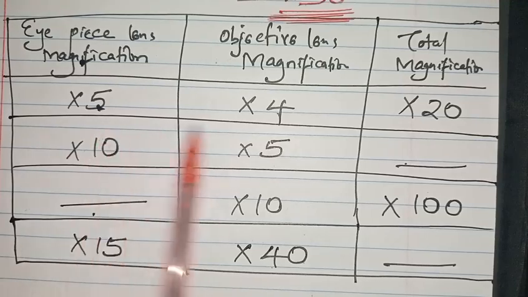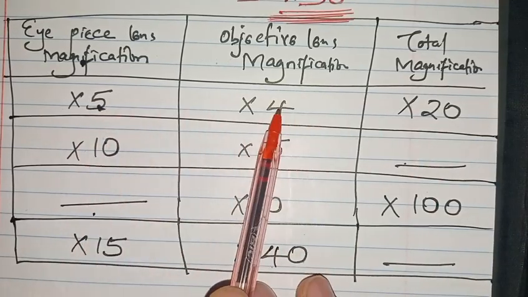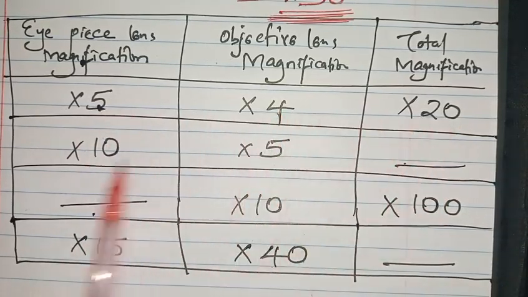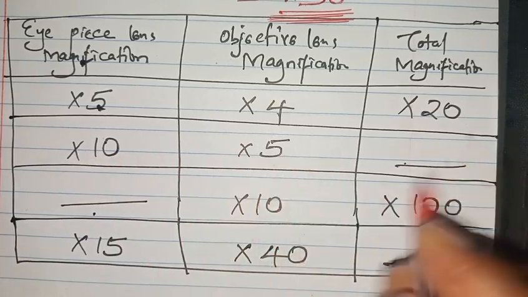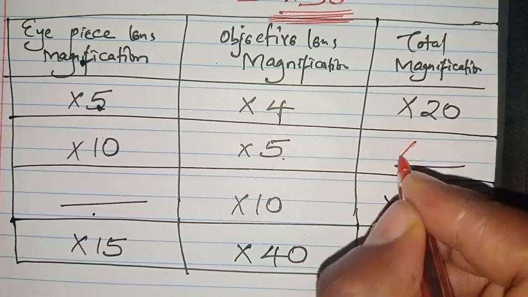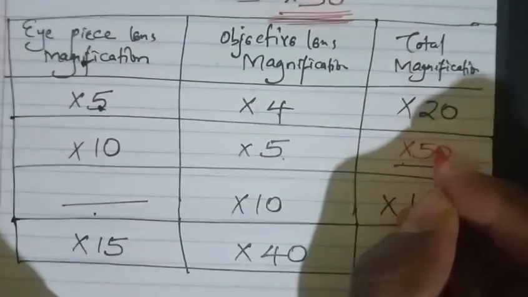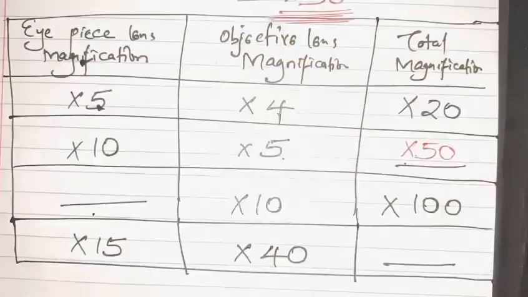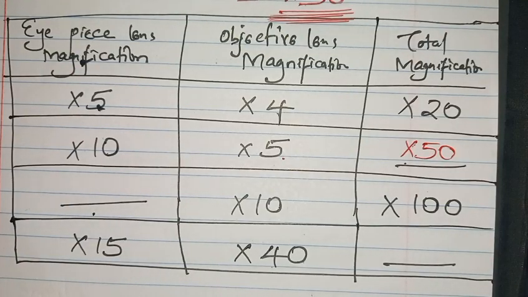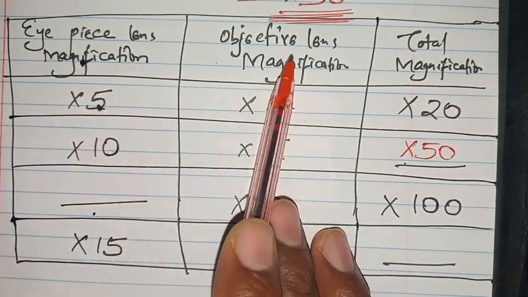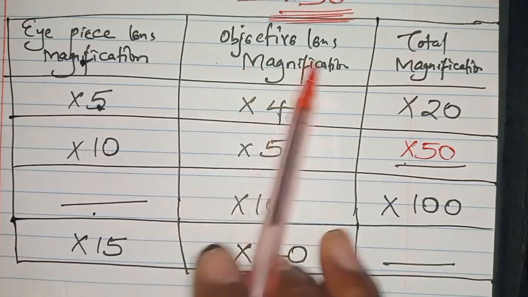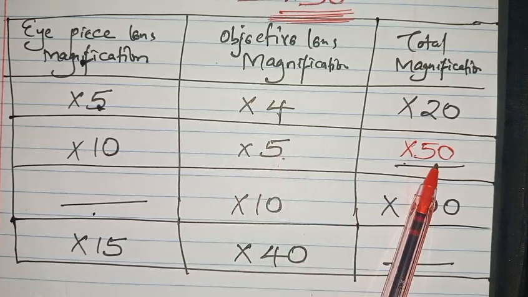The first one is being used as an example. 5 times 4 is times 20. 10 times 5, you get 5 times 10 is 50. So times 50. I think this one is simply the example that we have highlighted. Sorry for that backlight problem. So this is like the example that we have done. Times 10 for the eyepiece lens magnification, times 5 for the objective lens magnification. The answer is times 50.